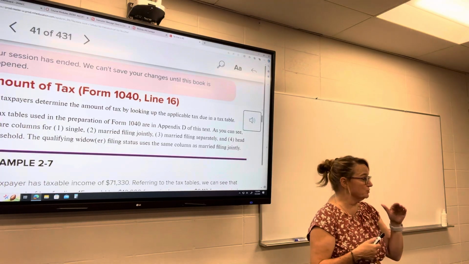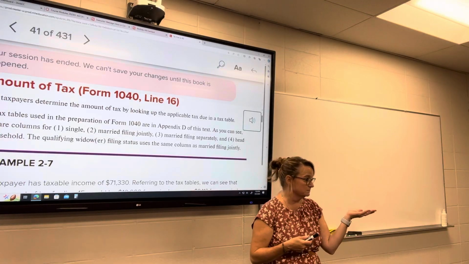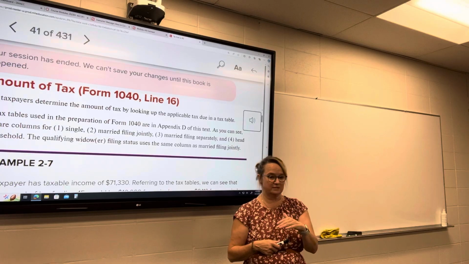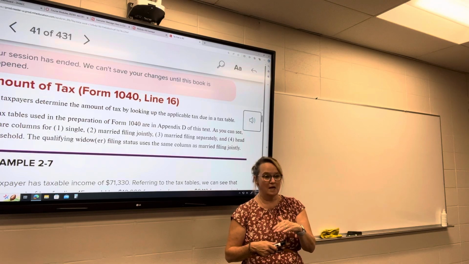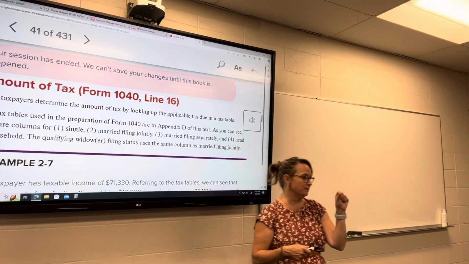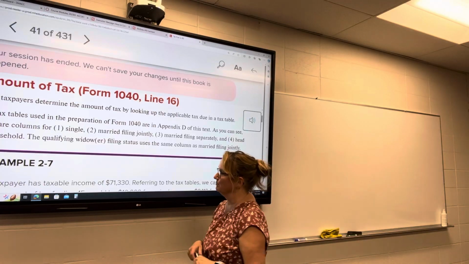Now remember, the appropriate method depends upon taxable income. If taxable income is under 100,000, you can use the tax tables. If it's 100,000 and over, you have to use the schedules. Other problems do use that wording, but there is that one problem that says it, and that's not appropriate.